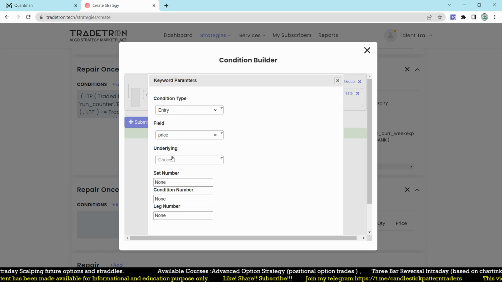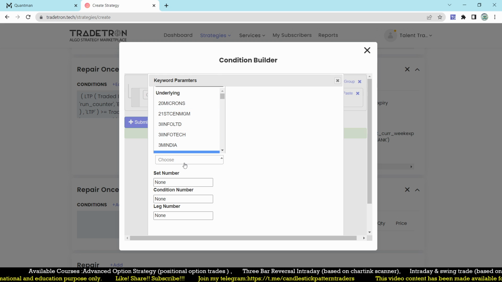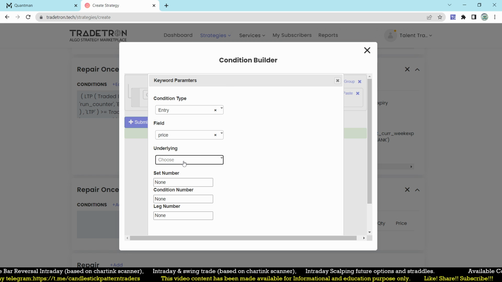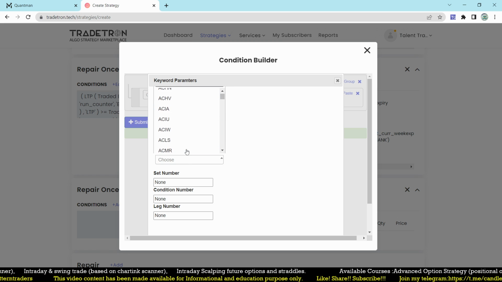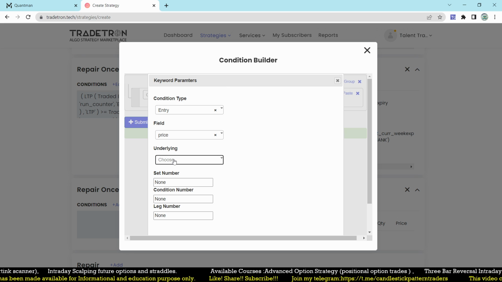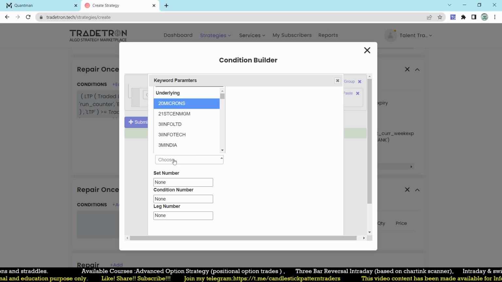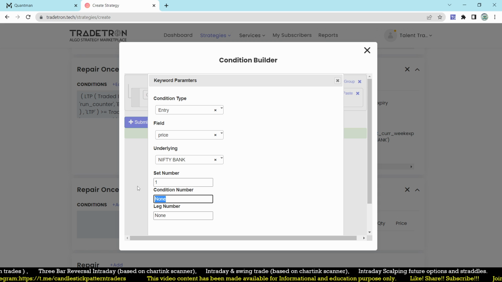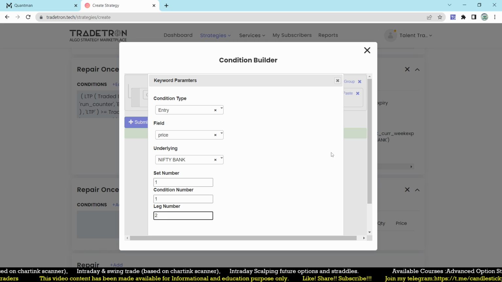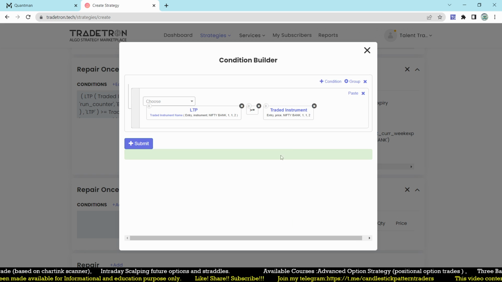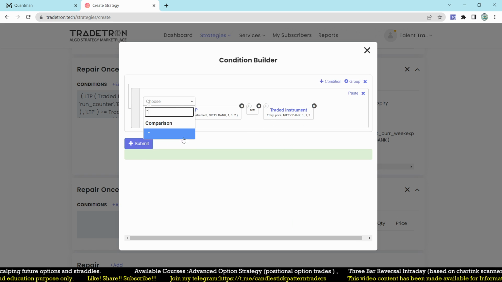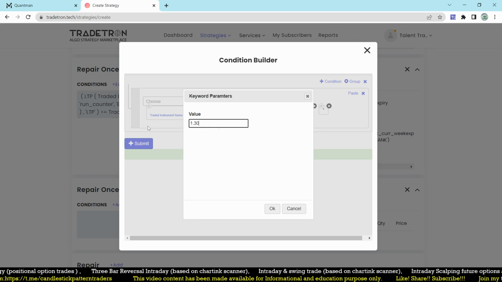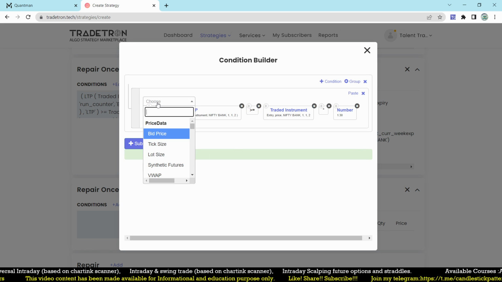Entry price Nifty Bank, open here. You can take Nifty Bank. Okay, and same, set number 1, condition number 1, leg number 2. That price must be greater than multiplied by 1.30. So this will help. You can add the bracket open and close also.